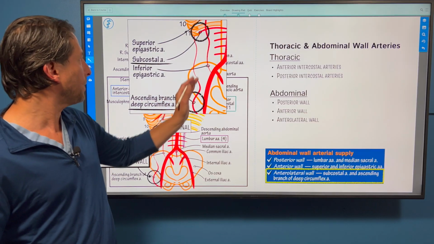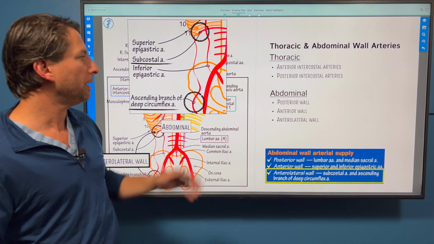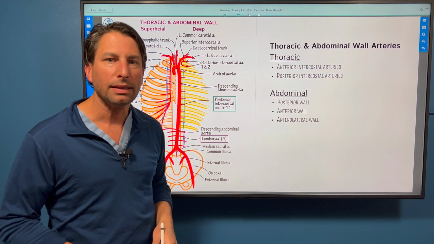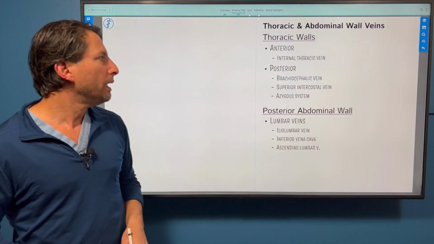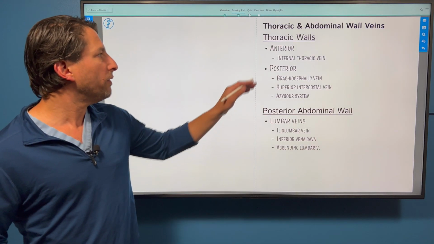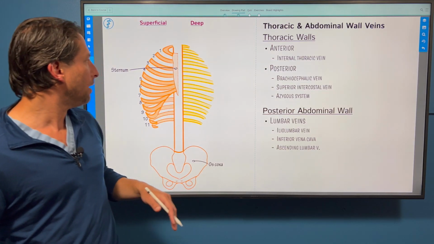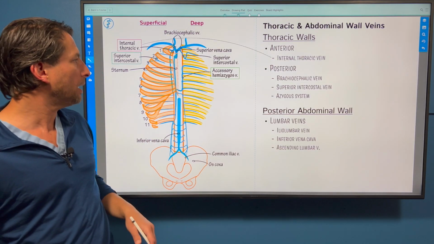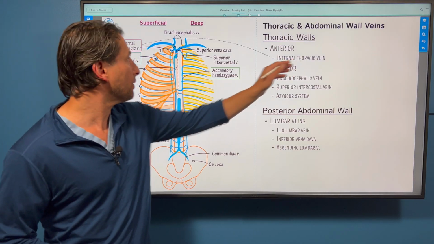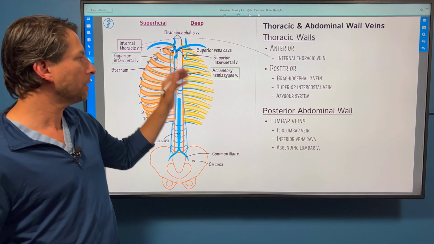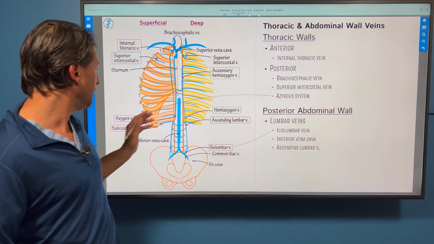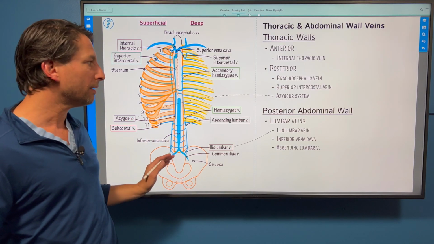So here's the ascending branch here and then the subcostal artery here. And you'll learn that in detail in the tutorial itself. So moving on to the veins, similar tree, similar setup here. So here's our internal thoracic vein here. That's a key one to point out. And then we point out the azygous vein here.